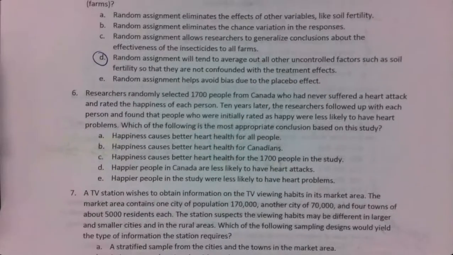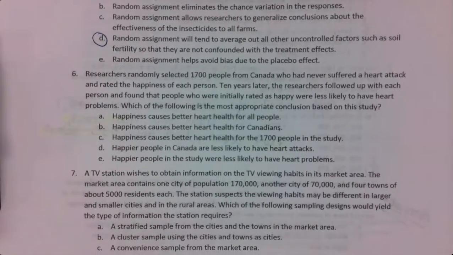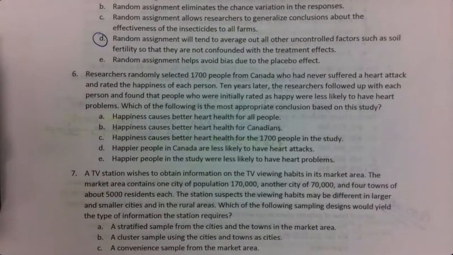The next one says that researchers randomly selected 1,700 people from Canada who had never suffered from a heart attack and rated the happiness of each person. 10 years later, the researchers followed up with each person and found that the people who were initially rated as happy were less likely to have heart problems. Which of the following is the most appropriate conclusion based on this study?